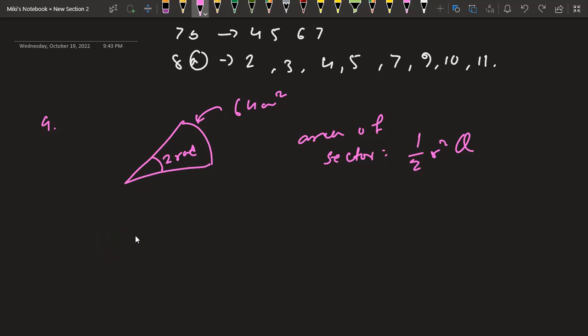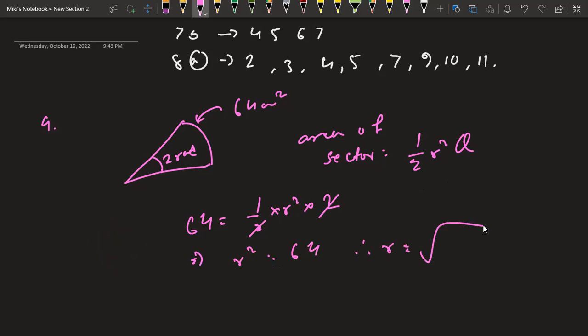Now for this part, area of sector is half r square theta. Using this formula, we are given 64 as the area, which is equal to half times r square times theta, which is 2 in this case. Now making r square the subject, the 2 cancels out, and r square equals 64. We are left with r equals root 64, which is 8. That means our radius is 8 centimeters.